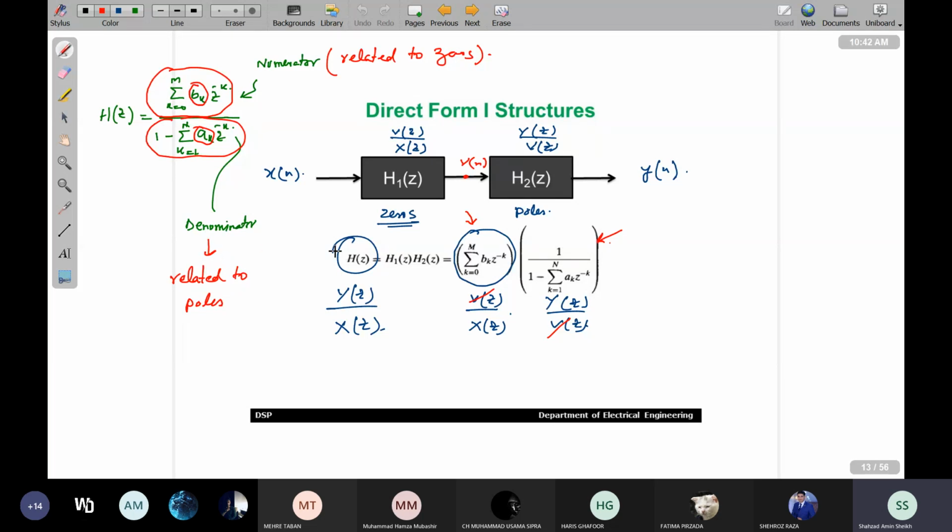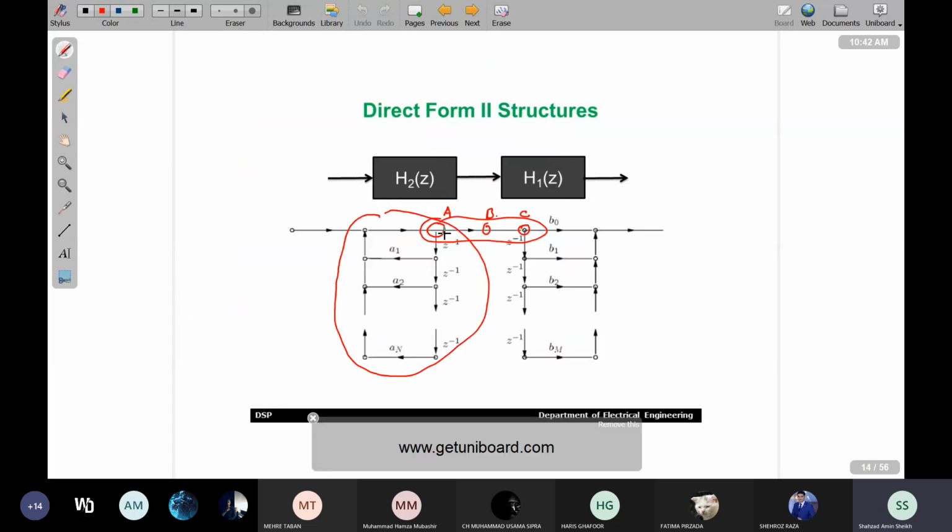Now, what's the difference between direct form 1 and direct form 2? In fact, in direct form 1 you are implementing the numerator first and the denominator after. In direct form 2, what we are doing is implementing the denominator first. Look carefully: H2(z), which is associated with the denominator, and this is associated with the numerator. This is what we have done.